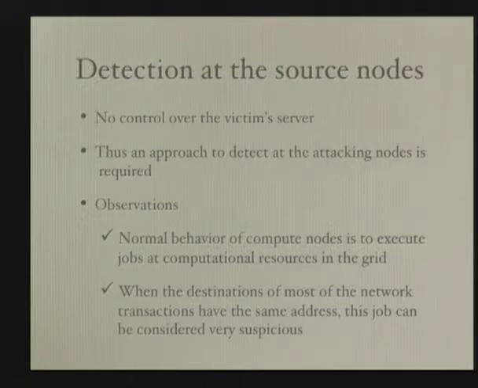Thus the approach to detect at the attacking nodes is required. So based on the observations, the first one is that the normal behavior of compute nodes is to execute jobs at computational resources in the grid. So when the destinations of most of the network transactions have the same address, this job can be considered very suspicious.